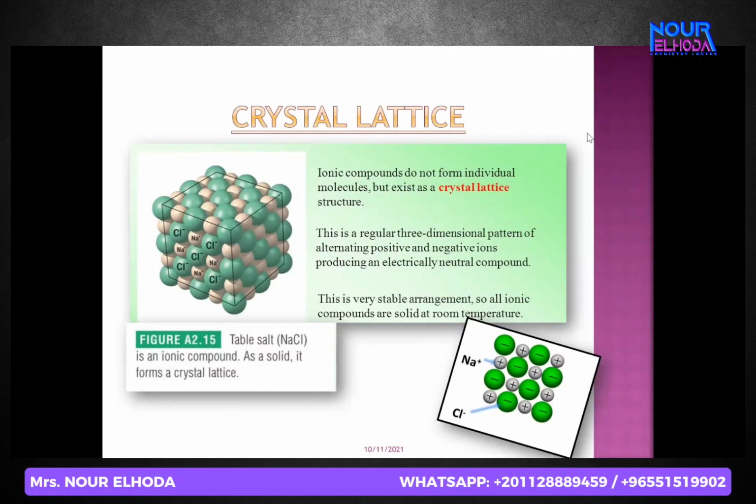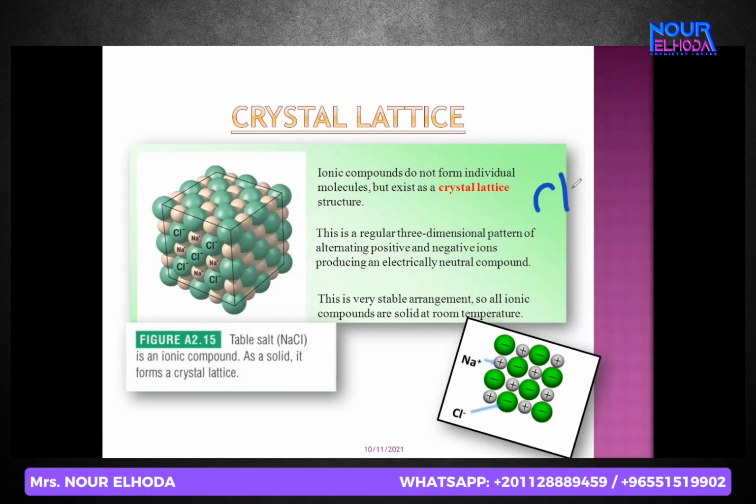So crystal lattice, this is how the ionic compounds look like. What do I mean by crystal lattice? It looks like crystals. Thank you, Nouri. If I have more time, the problem is I have another class. That's why.